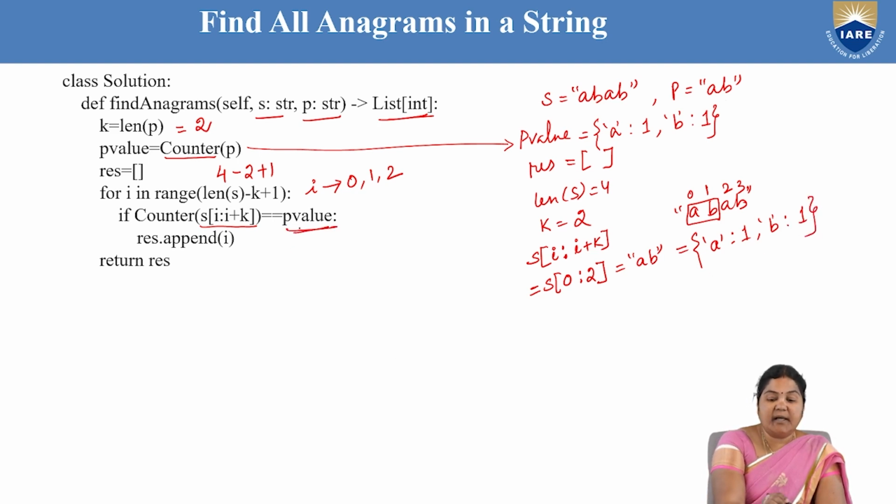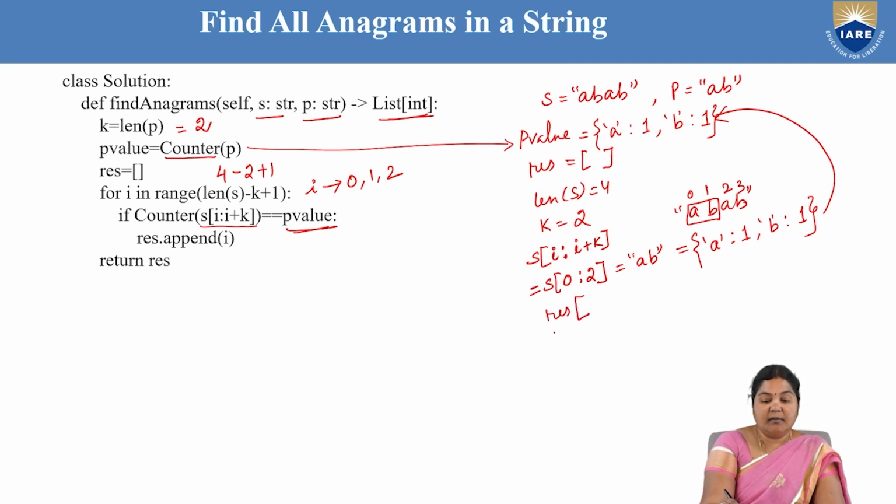Is it the same as the p value? Yes, it is the same as the p value. If it is the same, then result dot append. What do you have to append? We have to append the I value. What is the value of I? 0. So 0 will be appended in the beginning.